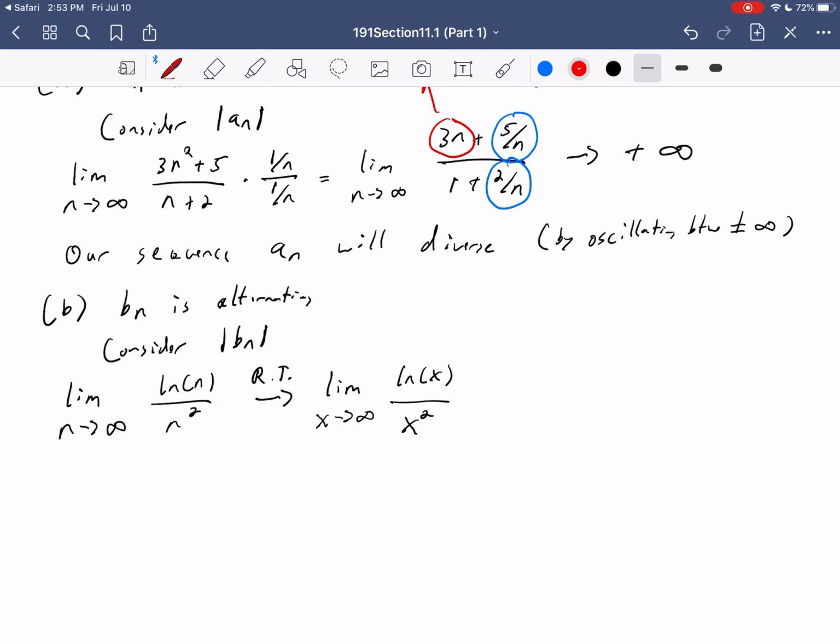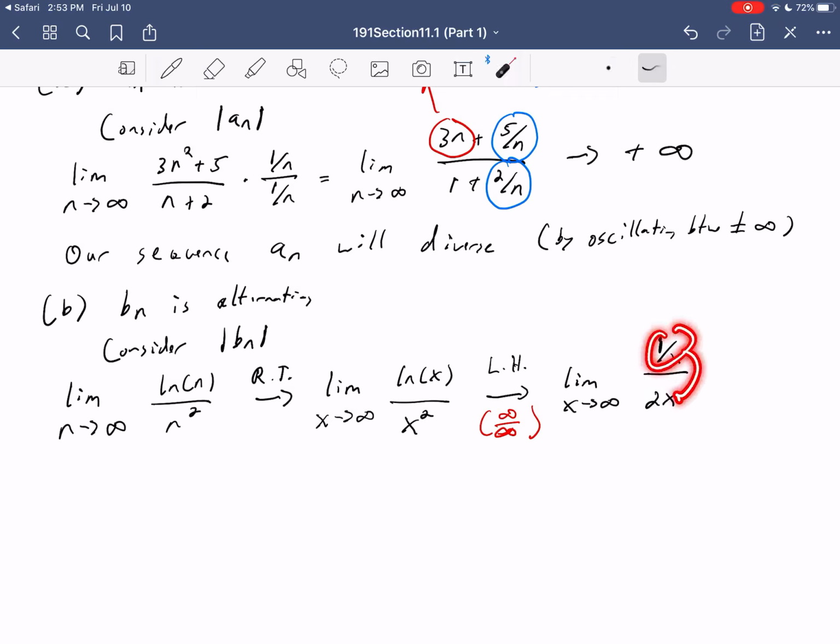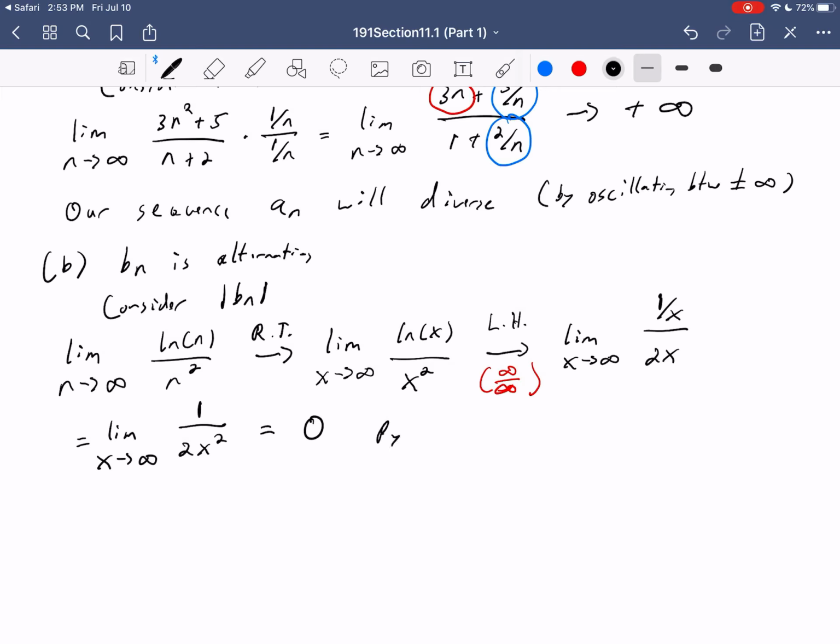Now, this is so we can go ahead and use L'Hopital. So this is an infinity over infinity situation here. So we get the limit as x goes to infinity, derivative up top, 1 over x, derivative on bottom, 2x. If you want, you can swing that down in there, and we'll do it on the next line, that is the limit as x goes to infinity of 1 over 2x squared, and that clearly equals 0. Okay, so we can say by replacement theorem, the absolute value of b sub n converges to 0.